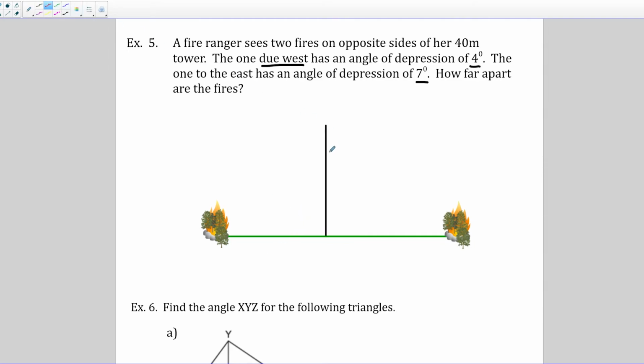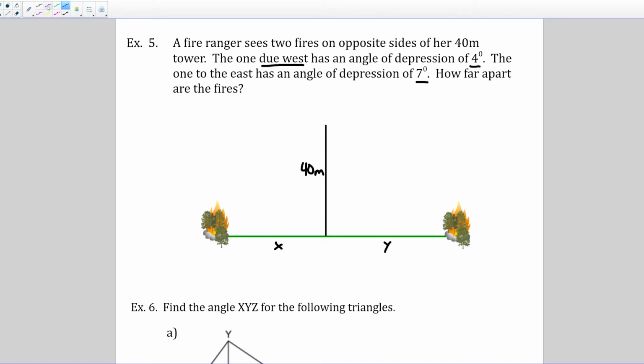All right, so there's a lot to process here. First of all, let's go ahead and label that 40-meter tall tower right here in the middle. So that's 40 meters tall. And we want to figure out exactly what it is we're looking for. We're looking for this green line here. Let's say that this green section on the left is X, and the one on the right is Y. So we have two different side lengths that we're going to add together to find that total distance apart between the two fires.